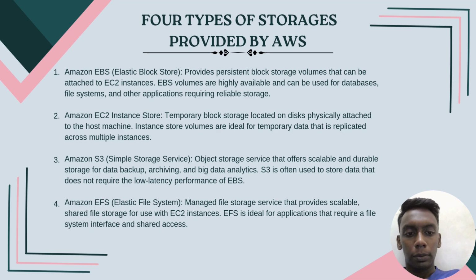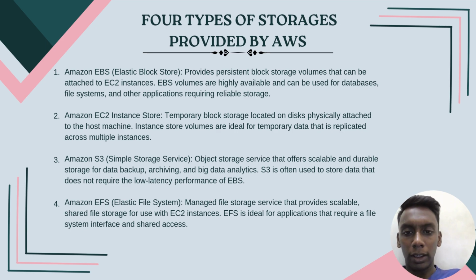In this slide, I'll be explaining 4 types of storage provided by AWS. The first one is called Amazon EBS, which stands for Elastic Block Store. What we can understand from here is that this provides persistent block storage volumes that can be attached to EC2 instances. EBS volumes are highly available and can be used for databases, file systems, and other applications requiring reliable storage.